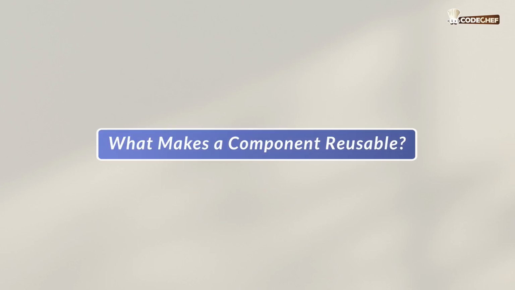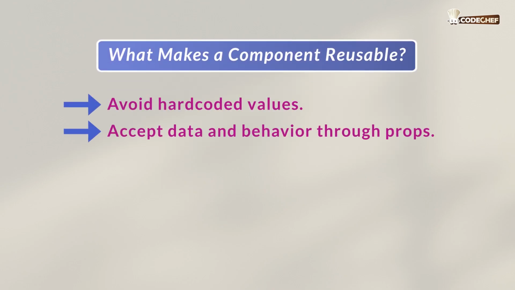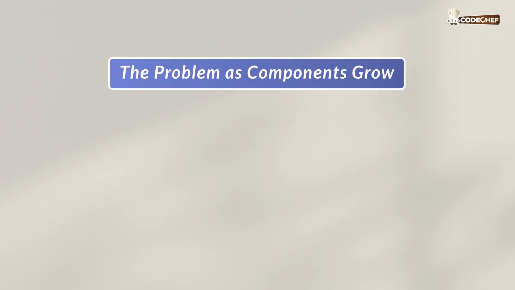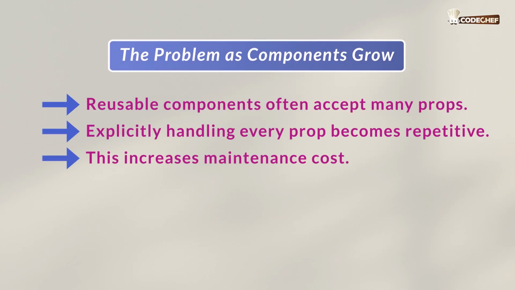So what makes a component reusable? Reusable components avoid hard-coded assumptions. They accept data and behavior via props and do not control intent. Reusability is about responsibility. Reusable components manage structure. Specific components manage behavior. As components grow and become more reusable, they accept more props. Manually handling each prop quickly becomes repetitive.